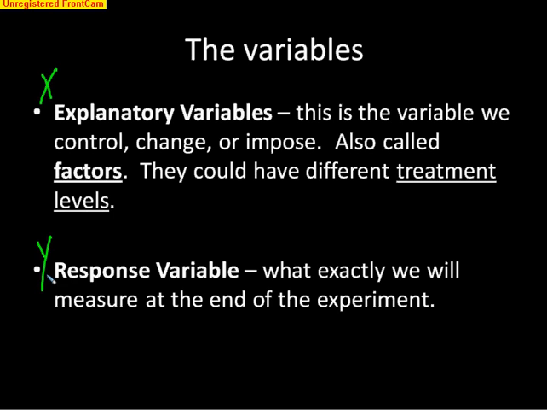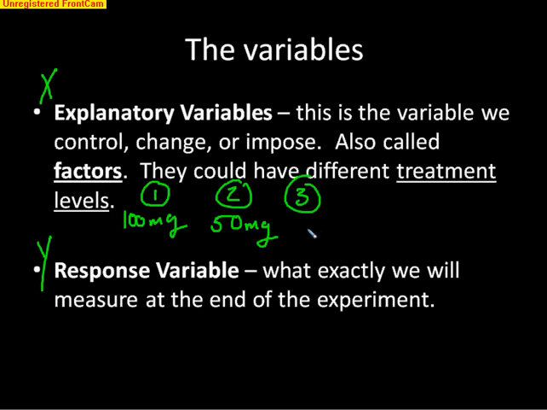The explanatory variable is the actual variable that we control or change. So in my problem, it would be the actual calcium pill. We call it a factor, okay? The calcium pill is a factor, and that factor could come in different treatment levels. What I mean by that is maybe we have three groups, okay? And one group gets 100 milligrams of the calcium, another group gets 50 milligrams of the calcium, and the third group gets no calcium pill. Okay, they'd be like our control group.